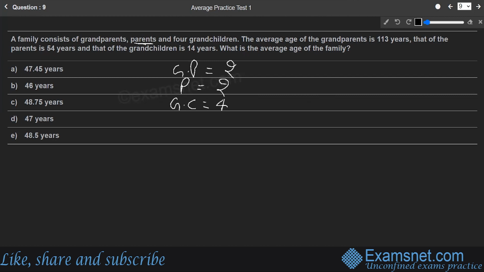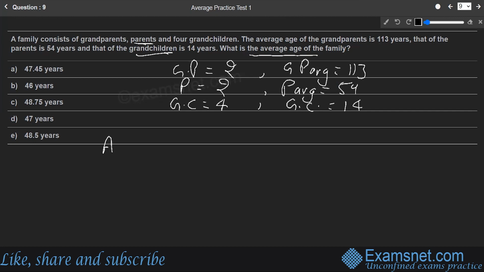He says the average age of the grandparents is 113. So the grandparents' average, we can write it like this. He has already given it to be 113 years. Then he says that of the parents is 54. So we can write down here parents' average is 54 years, and that of the grandchildren is 14. So the grandchildren's average is 14 years. So all the data is given to us. They want us to calculate what is the average age of the whole family.